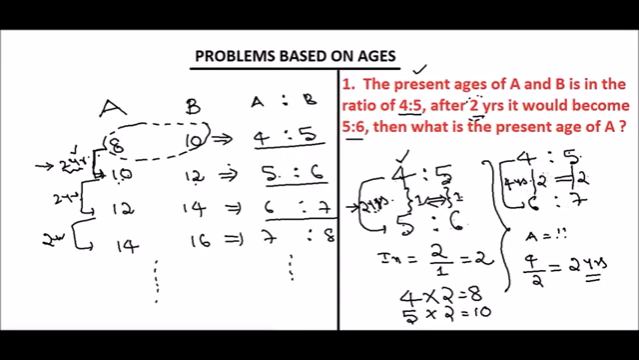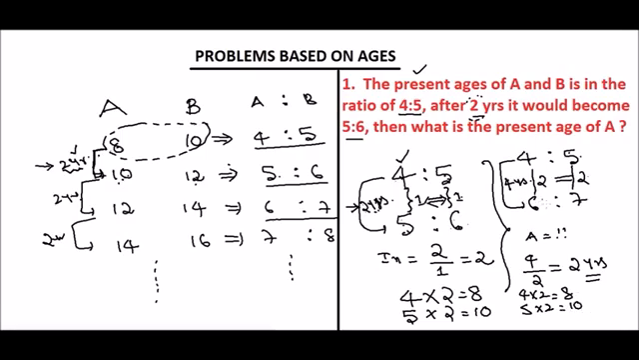If not, the same shortcut can be worked out, but in a slightly modified way. I'll tell you that modification, how to go for that. Now here, it is 4 by 2, that is 2 years. What is the present age of A? That should be 4 into 2, 8 years. What is the present age of B? 5 into 2, that is 10 years.